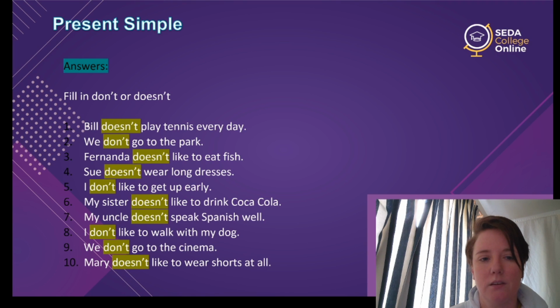Do you see that? Bill doesn't. We don't. Fernanda doesn't. Sue doesn't. I don't. My sister doesn't. My uncle doesn't. I don't. We don't. Mary doesn't. Okay, so that's the correct negative forms we use with each one of those.